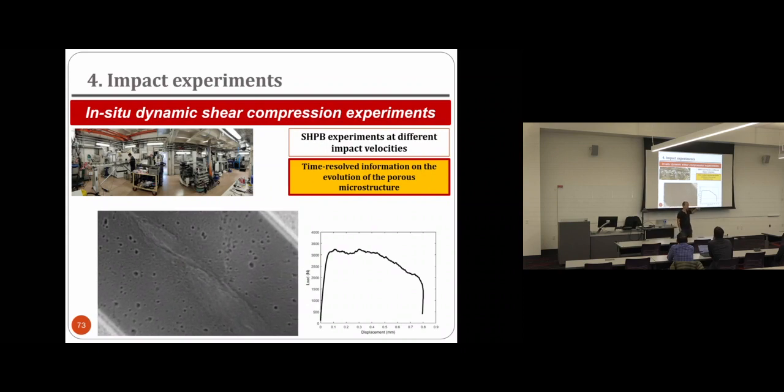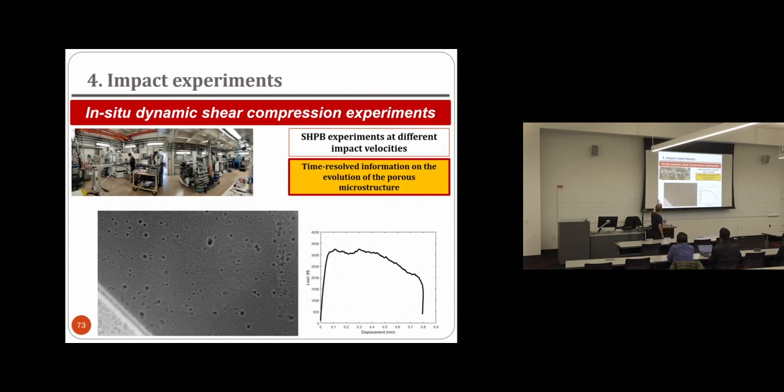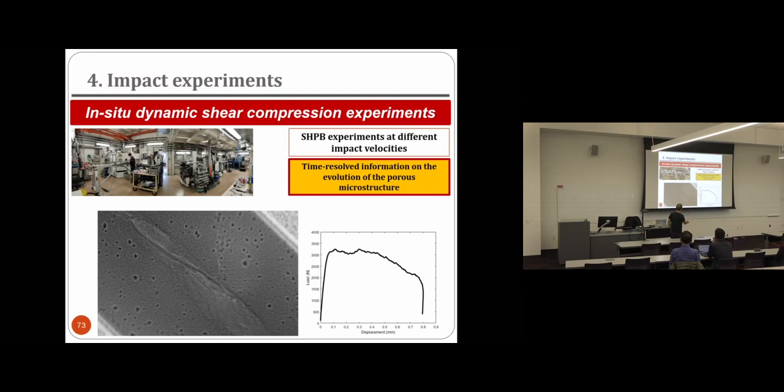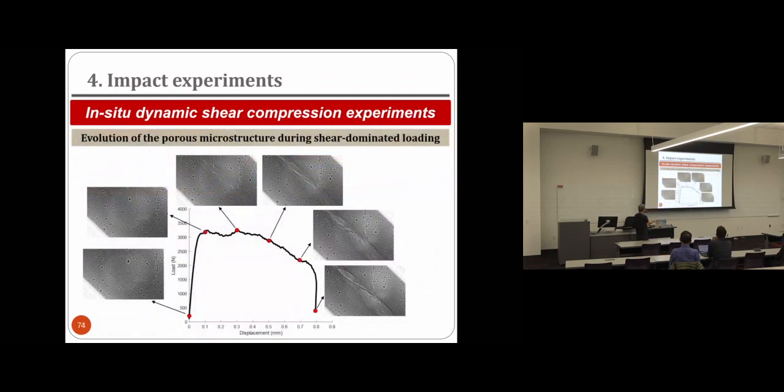This is pretty nice because it's one of the first recordings that I know of the evolution of the porous microstructure of a porous ductile metallic material under high strain rate. Here the strain rate is around 10,000, something like this. We were synchronizing the load displacement signal that we obtained from the Hopkinson bar with the video. So we know exactly when the pores close and when the fracture appears based on this recording and this video.